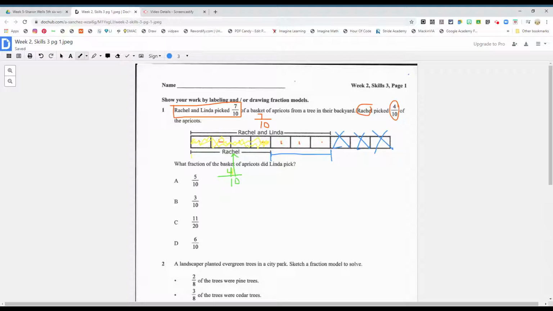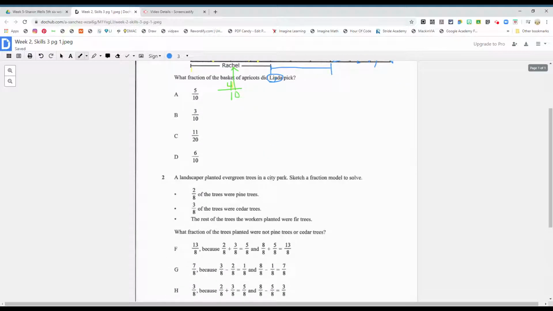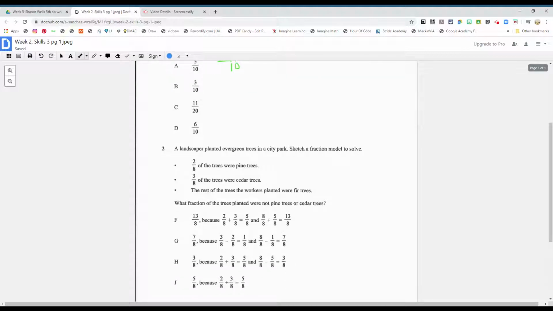Okay, so if you can give me the fraction for Linda, please. How many do we have here out of how many total? Okay, make sure you write that answer. Number 2, a landscaper planted evergreen trees in the city park. Sketch a fraction below to solve.